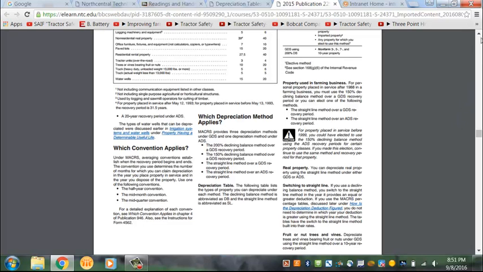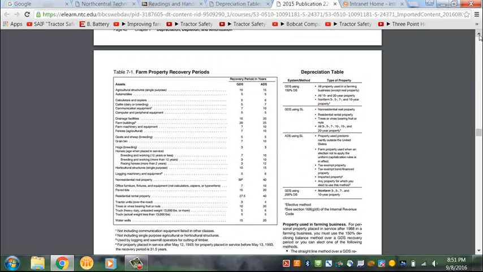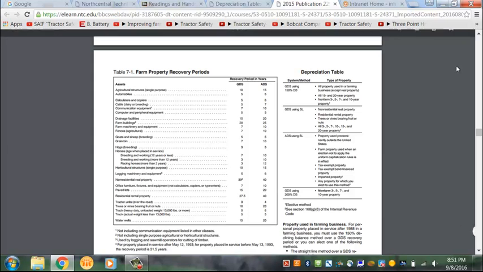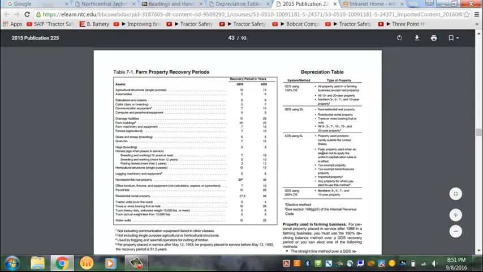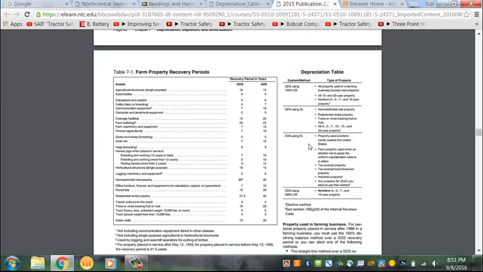This is not some random number that can just be picked based on what the taxpayer thinks. There's guidelines for what different types of equipment or buildings have for useful lives. This table 7.1 right here on page 43 of the publication 225 is going to show you the farm property recovery periods or useful lives. So this is what we would be going off of, this GDS column right here.